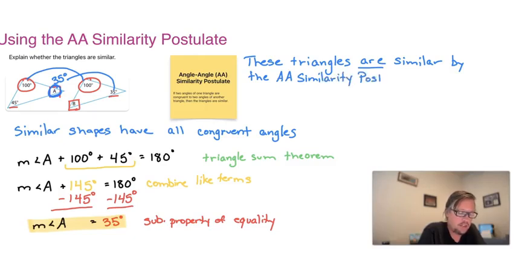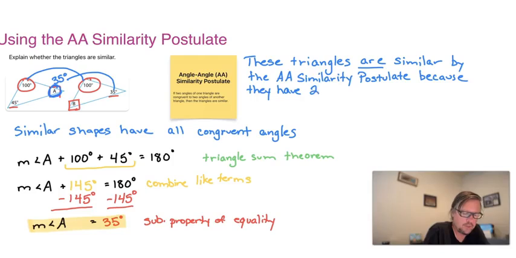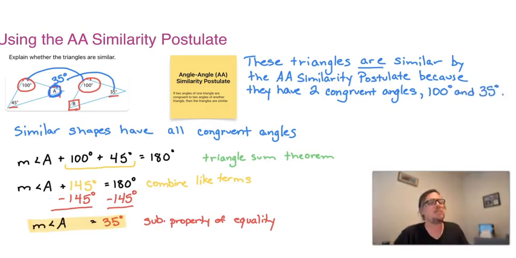Because the AA similarity postulate says they are similar because they have two congruent angles. And we are going to be extra specific with our answer and say what those two congruent angles are, 100 degrees and 35 degrees. We want to be as specific in our answer as possible. We're saying not only what the answer to the question is, but how we know that our answer is correct. We're proving how we know our answer is correct.